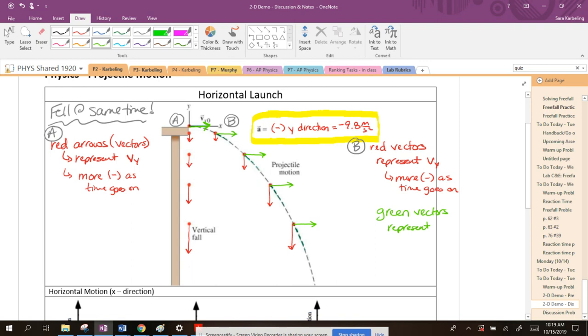What do the green vectors represent? The velocity in the x direction, yeah. And what do you know about the velocity in the x direction as it's traveling on its path? It's the same the whole time. It does not change. So we can say that the acceleration in the x direction is equal to 0 meters per second squared.